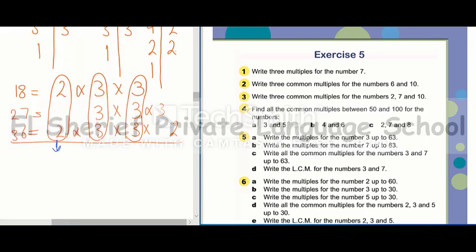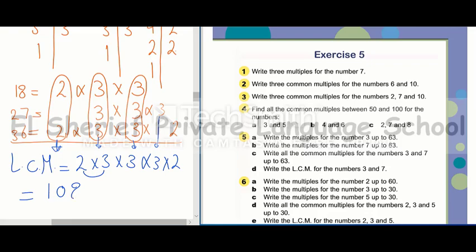So now we take one from each group and see the LCM of these numbers equals 2 times 3 times 3 times 3 times 2. What does that equal? 2 times 3 equals 6. 6 times 3 equals 18. And 3 times 2 equals 6. 6 times 18 equals 108.